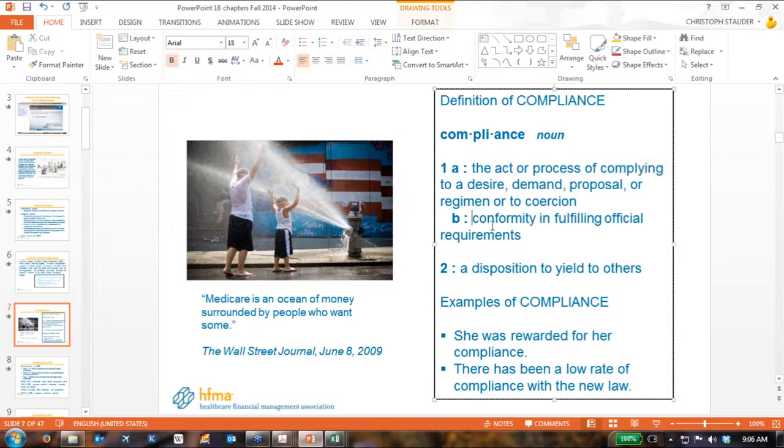So I really like this second definition better. It's conformity in fulfilling official requirements. It's conforming to something, a law, a regulation, a requirement. Try sometime on your own. Ask a friend to define compliance and see what answer you get. It's one of those things where it's nice to step back once in a while and look at an actual definition of it. So that's essentially what compliance is. Very simple at this point.